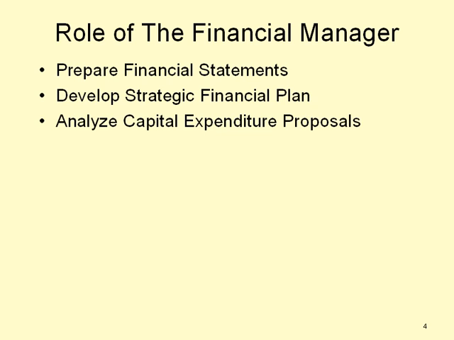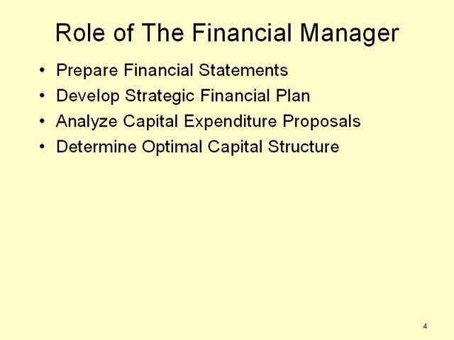A third assignment for the financial manager is to analyze capital expenditure proposals that might come from senior management or from some other place in the organization. A fourth assignment is to determine the optimal capital structure of the firm. By this is meant, what is the right mix of debt and equity to support the capital expenditure of the firm and to support the firm's operations so as to minimize the overall cost of financing.